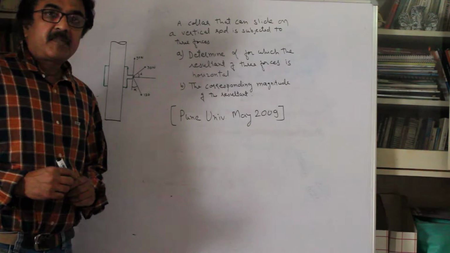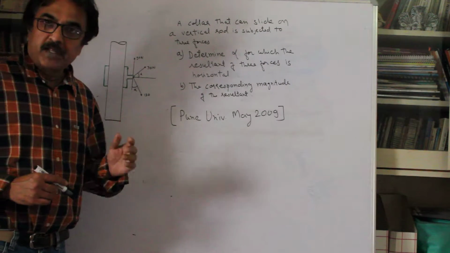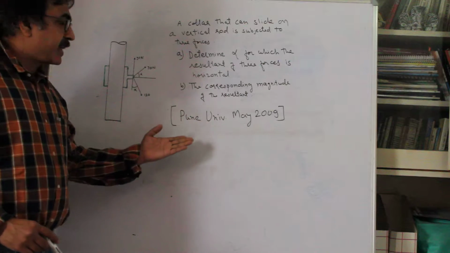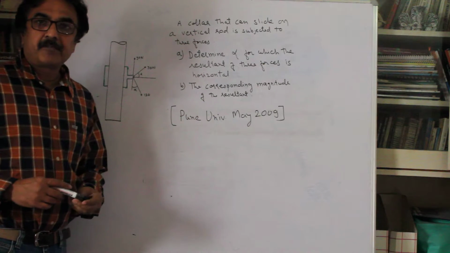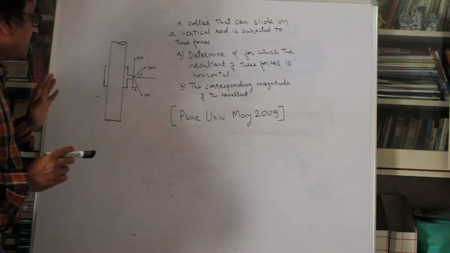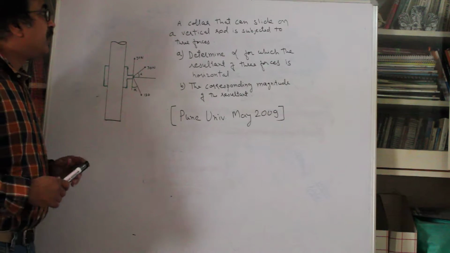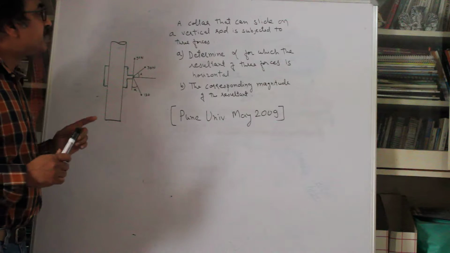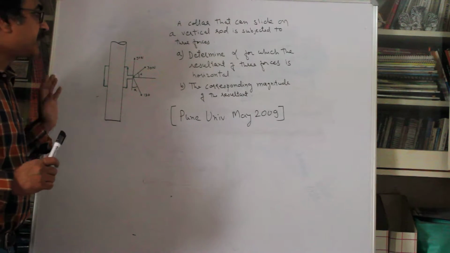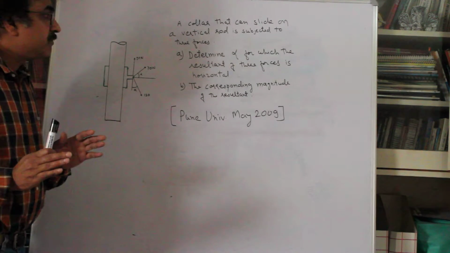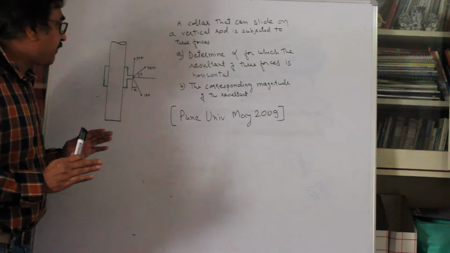Welcome back. So this is the next problem, and this problem, as you can see, was asked in the previous question paper. The problem reads like this. There is a collar that can slide on a vertical rod and that is subjected to three forces as shown in the figure. You want to find out the angle alpha, right?